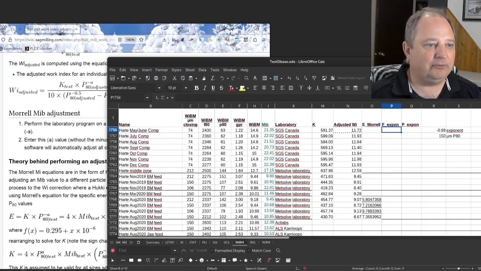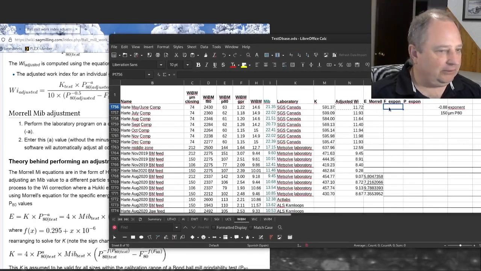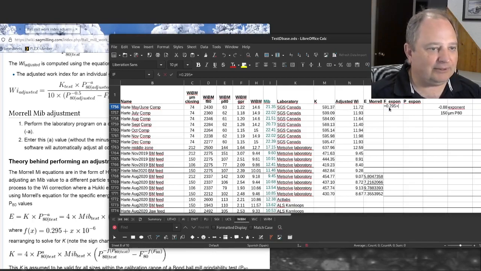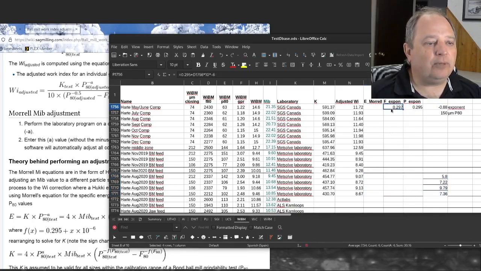Now, I always have to go back to my notes because I can never remember what this equation is for the exponents. Okay, so the F exponent is going to equal 0.295 plus feed size times 10 to the minus 6, and the same for the P exponent. I better move that out of the way or it's going to get whacked in a moment.